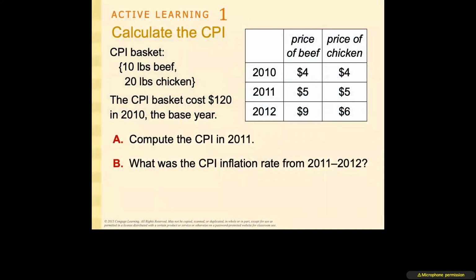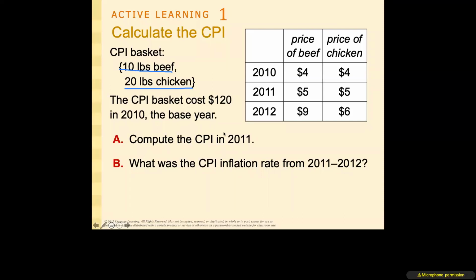Let's calculate this from base. Now start writing these out. So we determine the market basket. In this particular case, the market basket is 10 pounds of beef and 20 pounds of chicken.